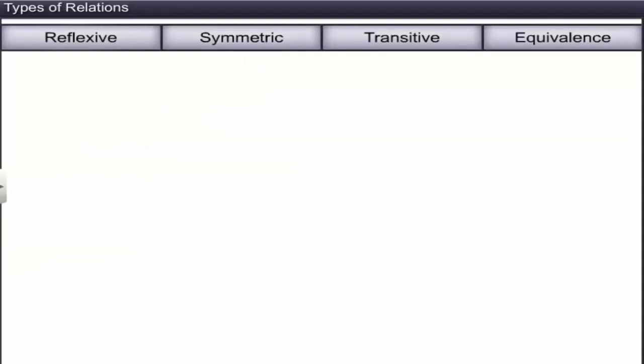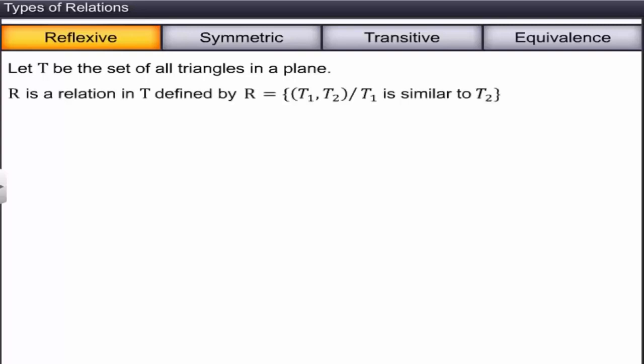Let's first see when a relation is said to be reflexive. Let T be the set of all triangles in a plane. Define the relation R in T by the set of ordered pairs (T1, T2) such that T1 is similar to T2. If an ordered pair (T1, T1) is in set R, then it implies that T1 is similar to itself, which is true, since every triangle is similar to itself. And this holds true for all the triangles in set T.